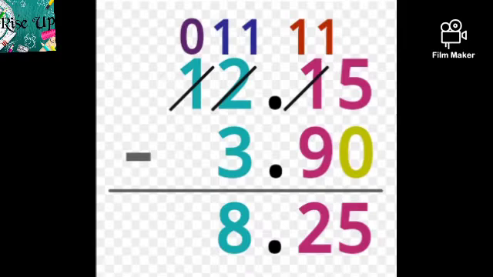1 minus 9 is not possible, so we take 1 from that 2 and it becomes 11. 11 minus 9 is 2, and that 2 becomes 1, so I take another 1 from there since I can't subtract 1 minus 3. So 11 minus 3 is 8, and the previous one, the one which I took 1 from, became 0 and it has no value, so we don't write it. The answer will be 8.25. So this is subtraction of decimals. Even multiplication and division are very simple like this. Let's see.